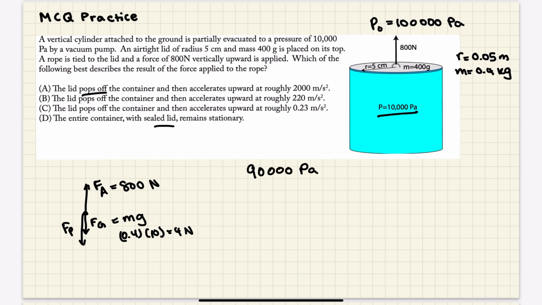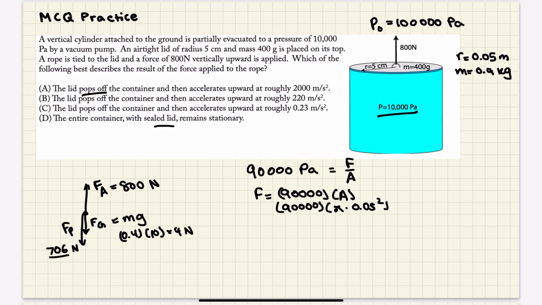And we know that pressure is equal to force over area. So, multiplying both sides, force is 90,000 times the area. And what's the area of a circle? That's just pi r squared. So 90,000 times pi times the radius 0.05 squared. You just plug that into a calculator. You get approximately 706 newtons. 706, 707, depending on how you're rounding it.